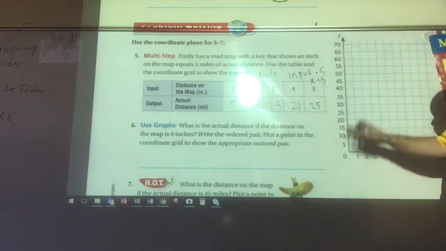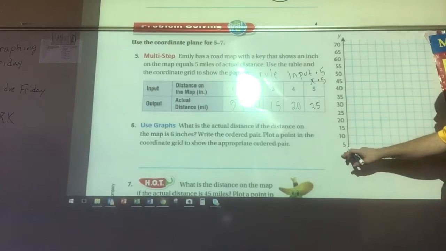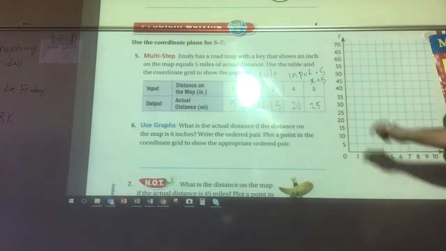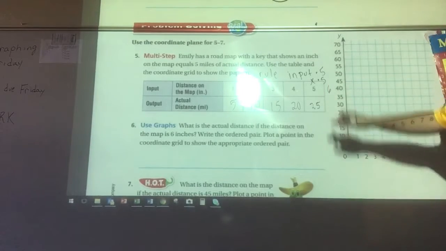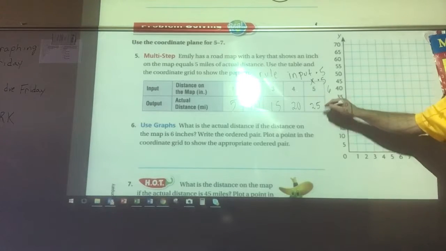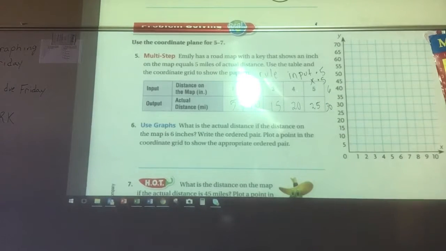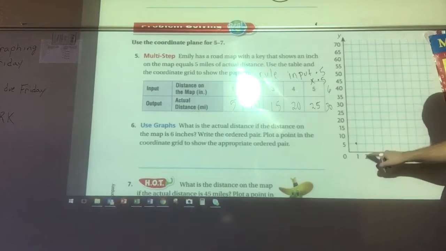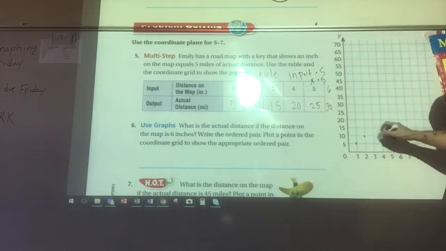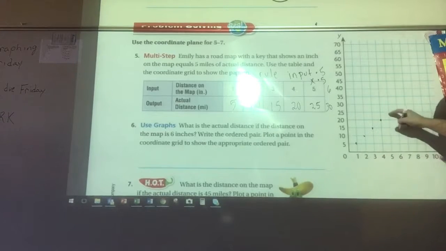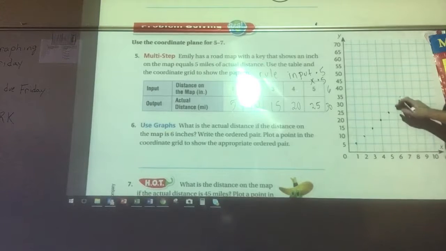Then it says use the table and the coordinate grid to show that we have to plot it. What is the actual distance on the map? If it was 6 inches, what would be the actual distance? 30. Plot, write the ordered pair. Plot a point in the coordinate grid to show the appropriate ordered pair. So we have 1, 5, 2, 10, 3, 15, 4, 20, 5, 25, 6, 30.